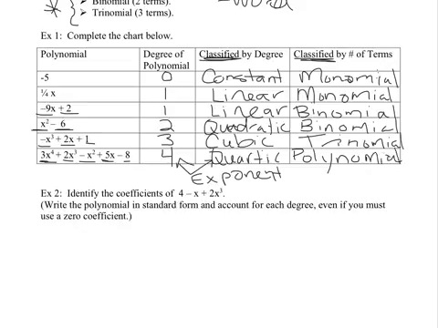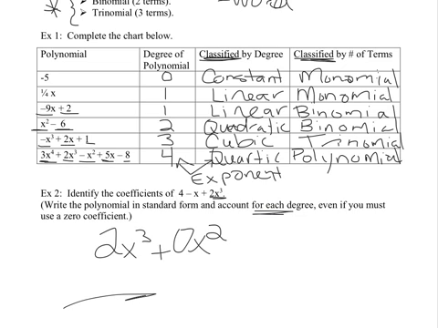All right. Now, if I ask you to identify the coefficients on an expression, you're going to have to write the polynomial in standard form and account for each degree, even if you must use a zero coefficient. So you're going to start with your largest degree. I look at this and I see my largest degree is this 2x cubed, so I'm going to start with that. Now, my next degree would be an x squared. I don't have that, so I have to show that with 0x squared.